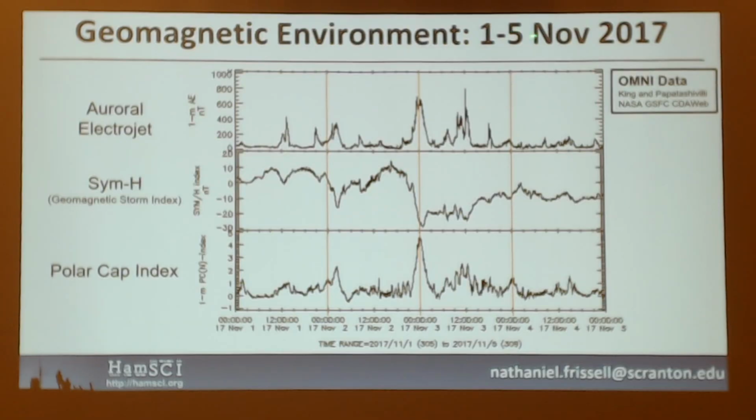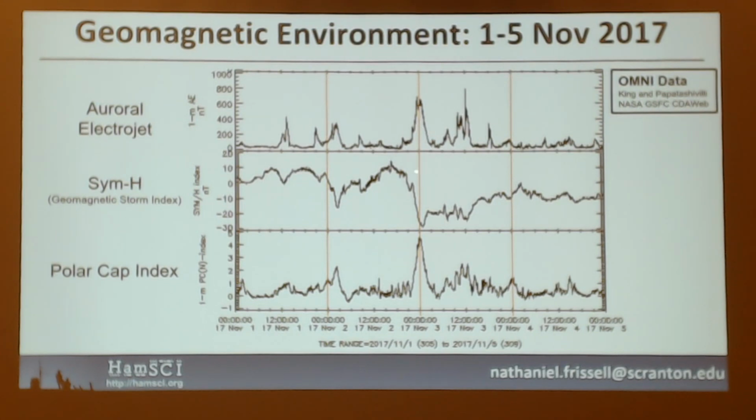And so I looked at 1 through 5 November 2017, and here you can see some of the auroral activity. If we focus on here, you have a peak in the auroral electrojet around 600 to 800 nanoteslas, and that's a fairly strong, what we might call a substorm. You see a peak of that at 0 UT on November 3rd.